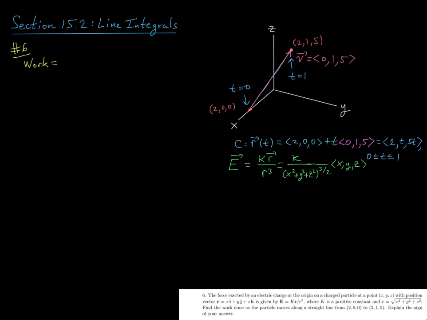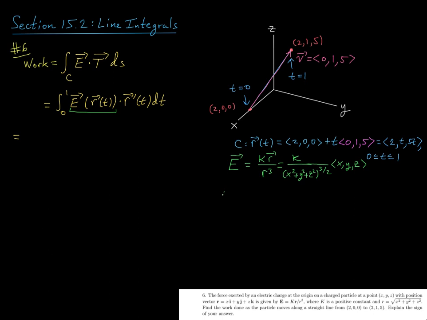Okay, cool. So now to compute the work done by this electric charge in moving this charged particle from the point (2,0,0) to (2,1,5), we're going to compute the line integral of our field over this path. And to compute that, we're going to take the integral, as we let t vary from 0 to 1, of our field evaluated along the path, dotted with the derivative vector.